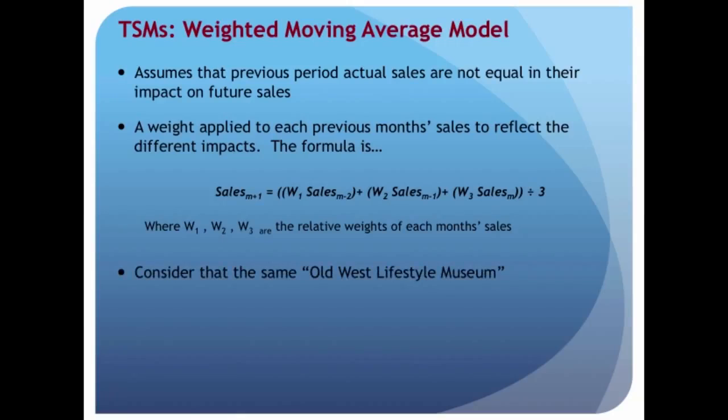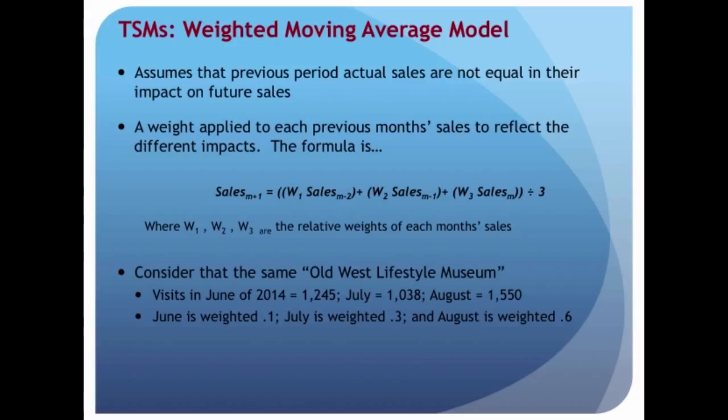For example, consider that same Old West lifestyle museum previously described. They forecast the next month's visits using the weighted moving average model. Visits in June of 2014 again were 1,245, in July they were 1,038, and in August they were 1,550. This time the following weights are applied. June is weighted 0.1, July is weighted 0.3, and August is weighted 0.6, placing greater importance on the most recent months in forecasting next month's visits.